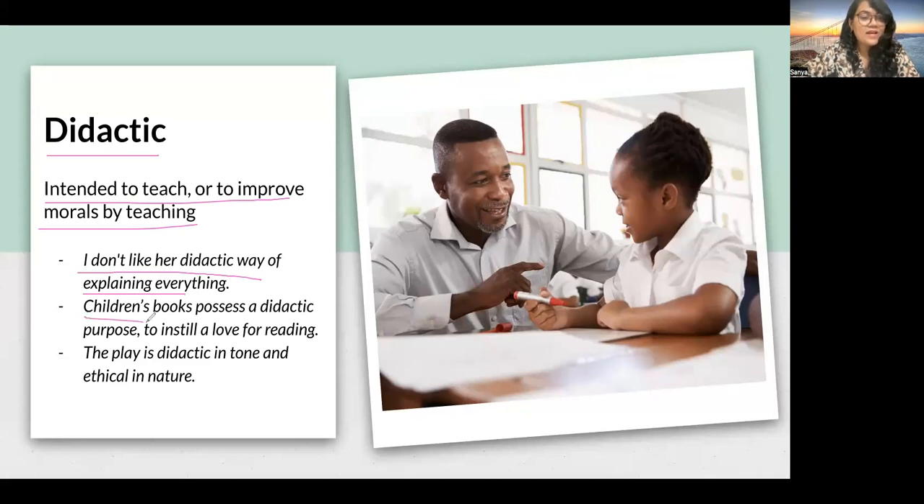At times. Children's books possess a didactic purpose. That means children's books always have stories that are trying to serve didactic purposes. They are trying to teach them morals, right? Improve their morals by teaching. To instill a love for reading. The play is didactic in tone and ethical in nature, right? That means the play is trying to improve someone's morals. So didactic, intended to teach or to improve morals by teaching, right?